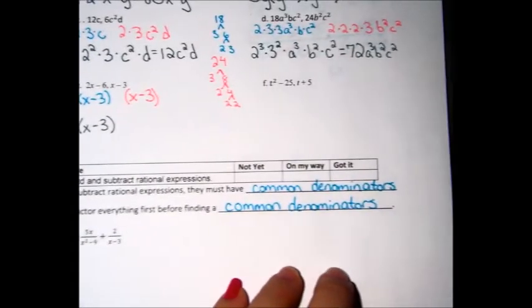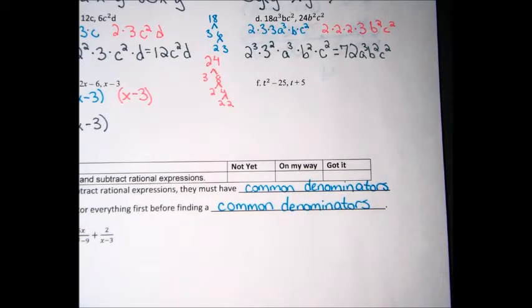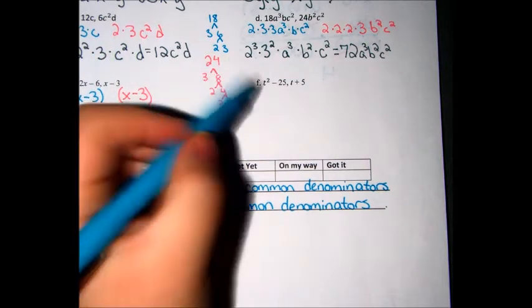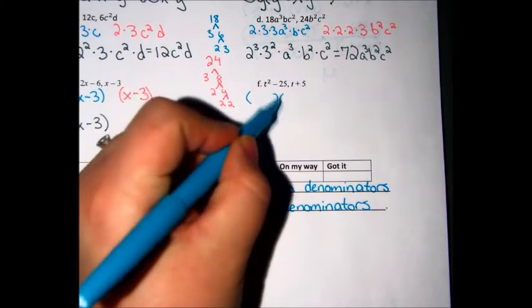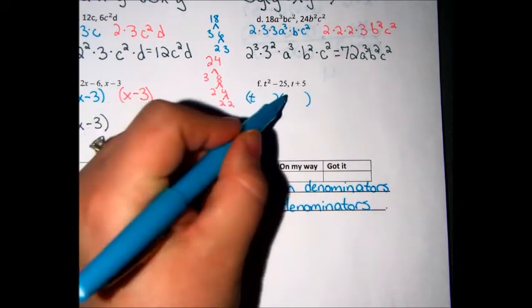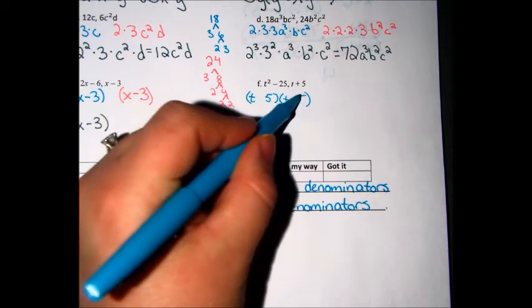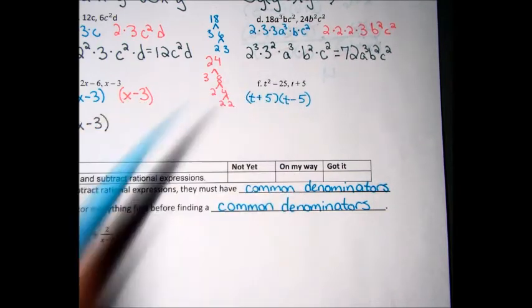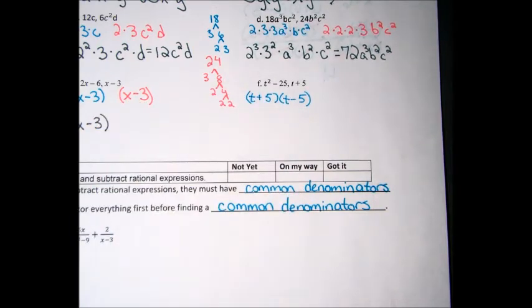Last one for the least common multiple. For F, we need to factor first. Here's that pattern that we've come to know so well. 2 perfect squares with a minus in the middle. Factors down to be just the square root of the first term, square root of the last term, 1 plus, 1 minus. And then the t plus 5 is already factored.